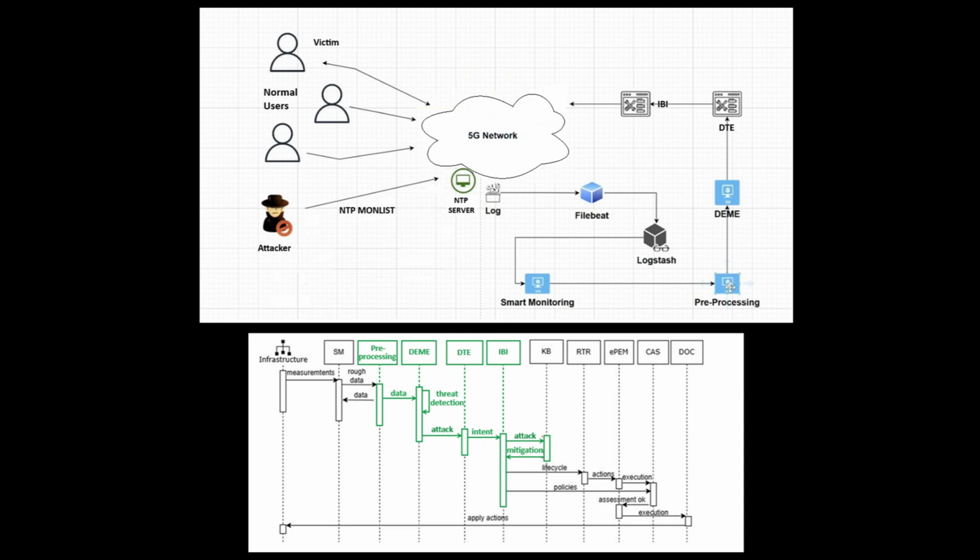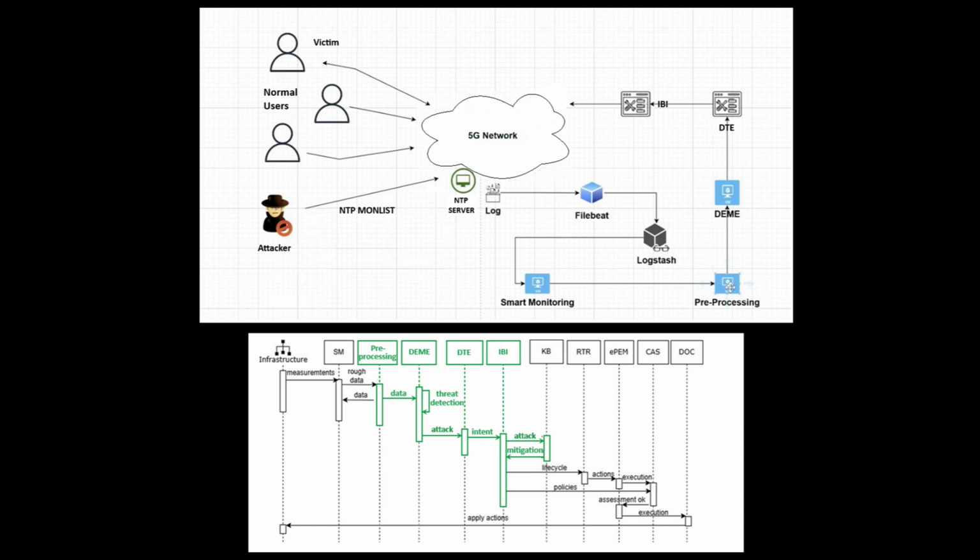The attacker will be the one who inserts the victim's IP address as the source field of the NTP monlist queries towards the NTP server. In the testbed there are also several HORSE platform components such as preprocessing, DEMI, DTE, and IBI up and running. The DEMI component has already been trained on 21 days of historical data for the NTP server, using NTP no-attack data.